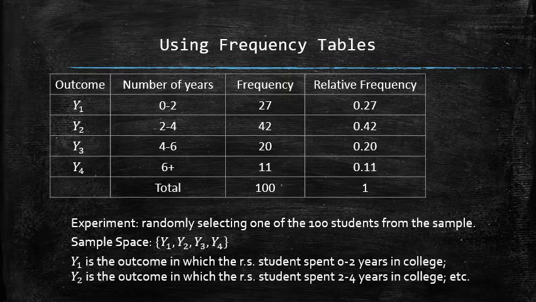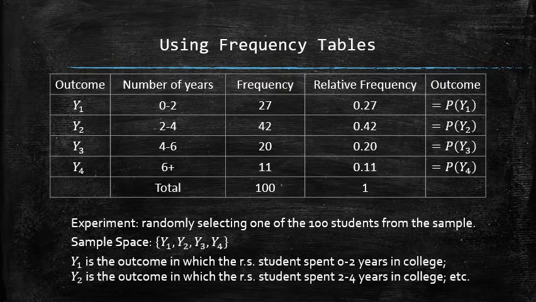Now that we define the simple outcomes, we can interpret the relative frequencies as the probabilities. For example, 0.27 is the probability of Y1, 0.42 is the probability of Y2, and so on. It is worth noting that this experiment doesn't have equally likely outcomes.